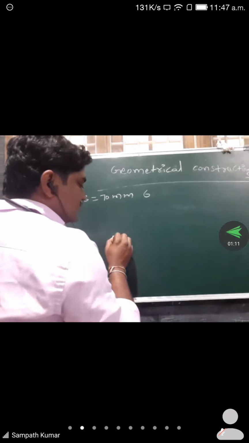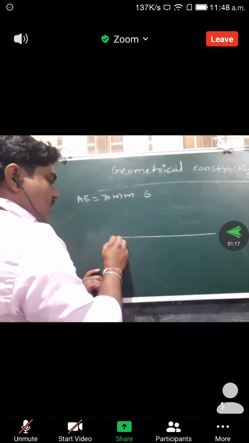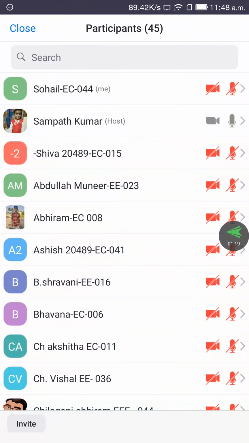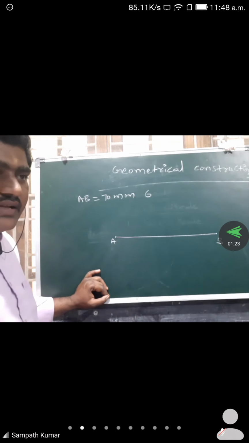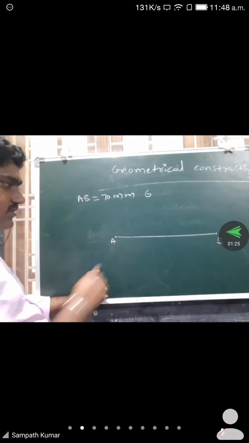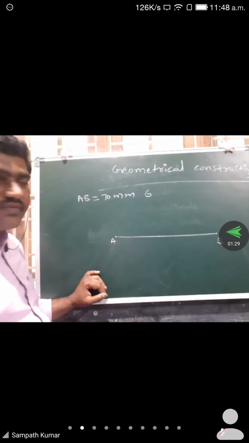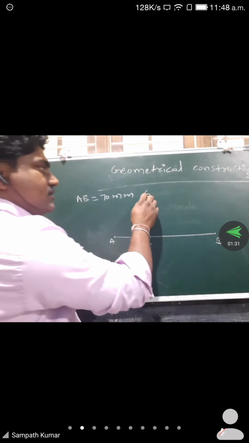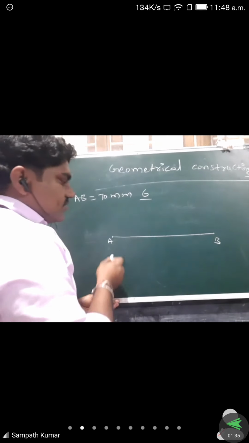Yes, sir. Draw the line. 70 mm straight line AB. The line is defined as the shortest distance between any 2 points, called a straight line. Then we have to draw the line AB. This line must be equal to 70. Then this line will be divided into how many parts? 6 equal parts.